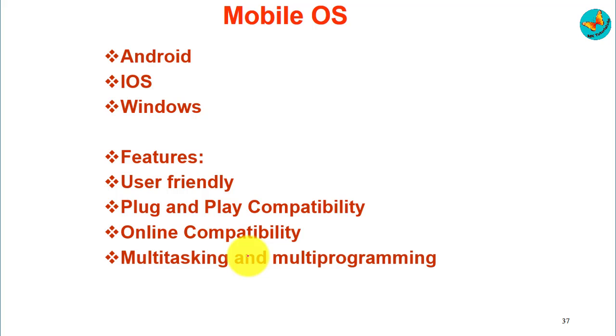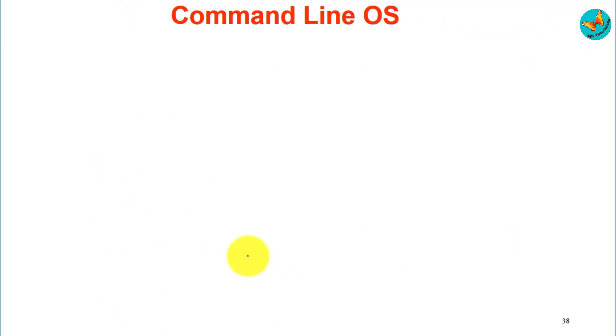And due to this, mobile operating systems have become very popular. And there is an ease of updation, means every now and then every service provider provides updates for its operating system. Next is the command line operating system.